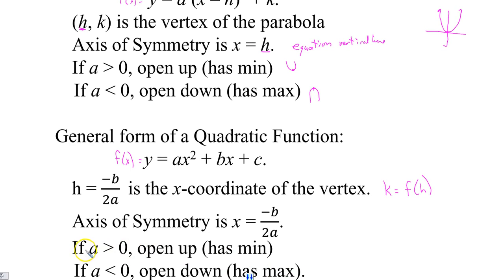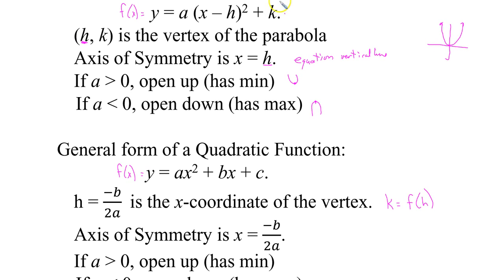There we go. So if a is positive, then the function opens up and has a minimum. If it's negative, the function opens down and has a maximum. Same thing. It's just that the a is directly here in front of the x squared, whereas in our standard form, it's out here in front of the parentheses. But we got this. We're going to see lots of examples.